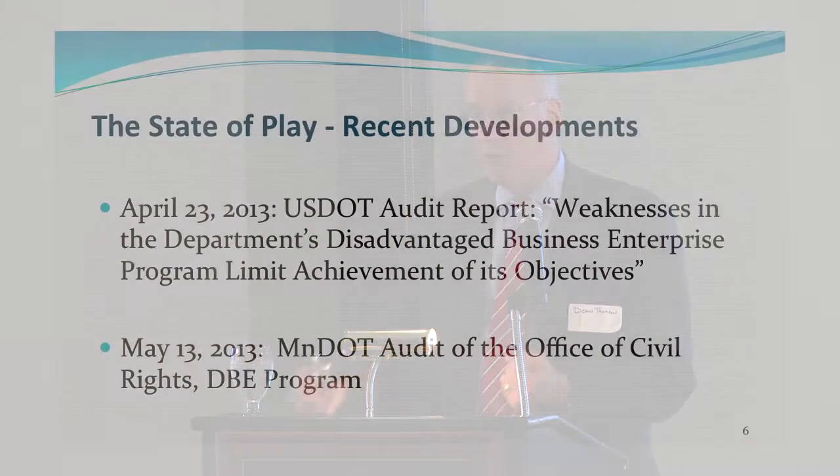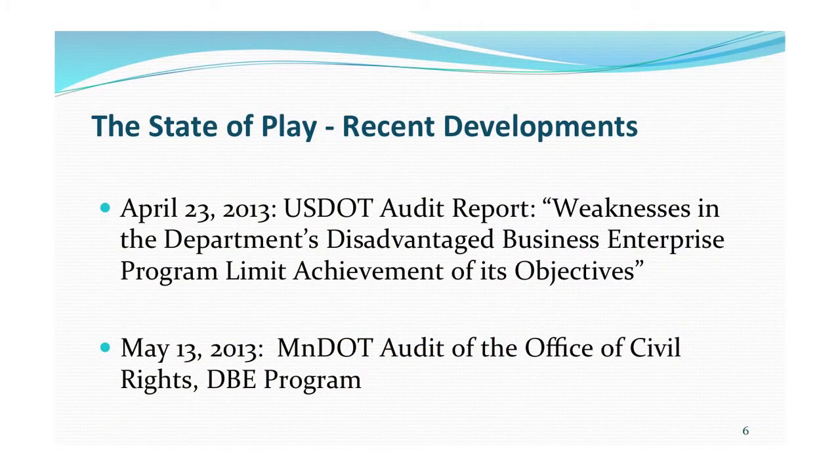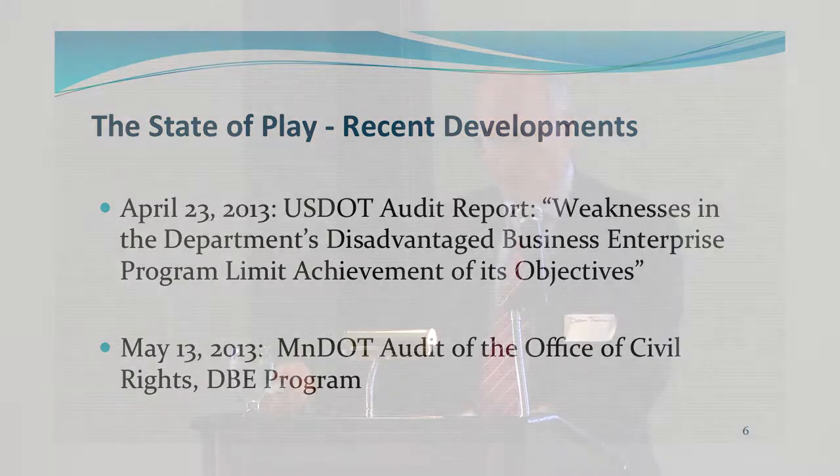So let's evaluate the state of play. What are some of the recent developments that we've seen? We've been fortunate enough to get two. One is an April update from the US DOT. They did their own internal audit about the state of the DBE program, weaknesses in the department's Disadvantaged Business Enterprise program. Followed a month later by MnDOT's internal audit of its own Office of Civil Rights Department. Let's take a look at what they have to say about their own programs.